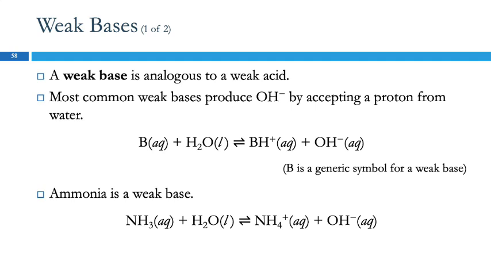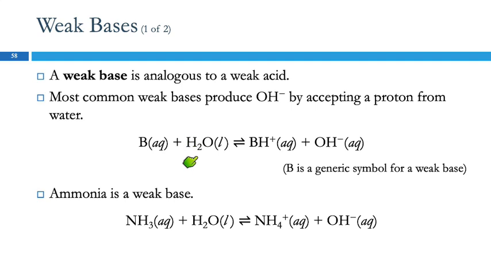Weak bases. Weak bases are like weak acids. They do not ionize or dissociate completely. So most of the common weak bases are going to produce hydroxide ions. Remember, that's one of the definitions, by accepting a proton from water. So here we're using the letter B as a generic symbol for a weak base. It's not boron. This is our abbreviation for a weak base.